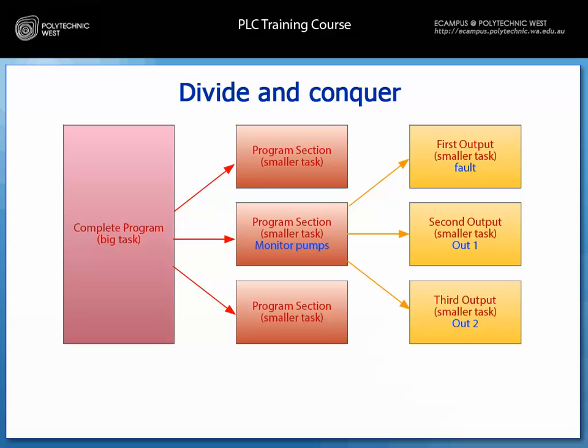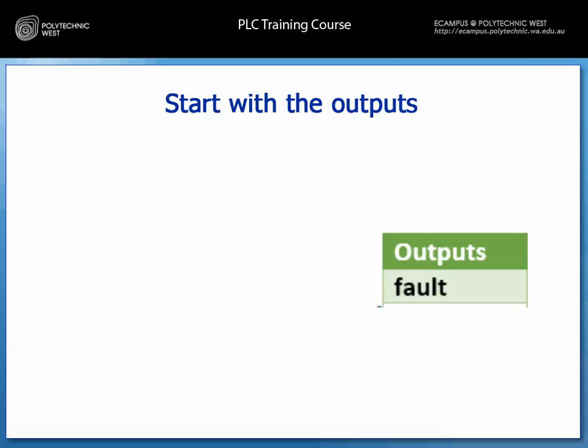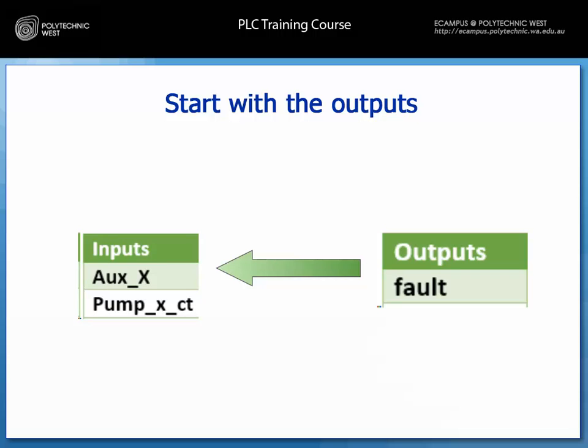Divide the whole project into a series of smaller tasks by dealing with one output at a time. Start with the outputs and work back to the inputs by deciding what has to happen for the output to come on. Output 1 comes on when the pump X is in fault, and there is an auxiliary X to tell us when the pump is switched on, and pump XCT to indicate that pump X is running.